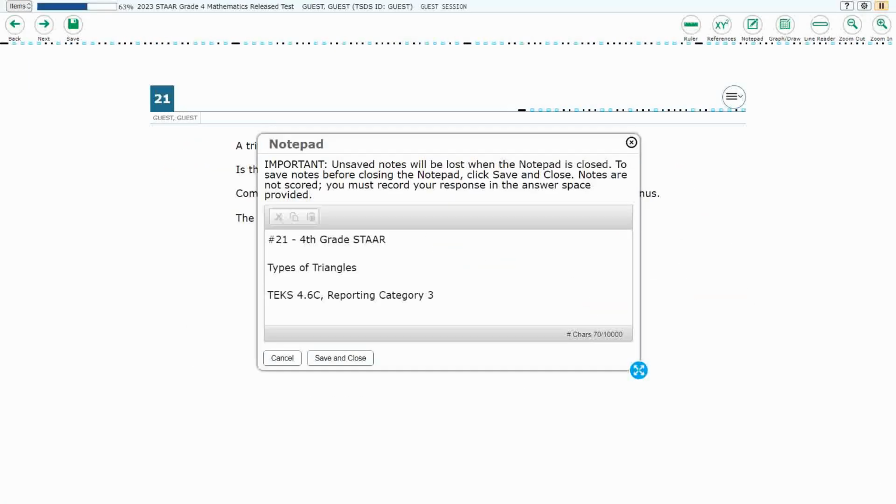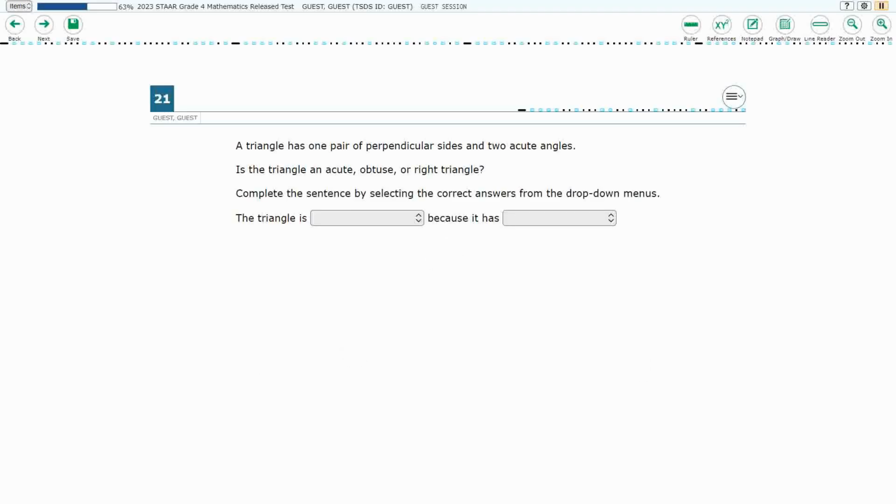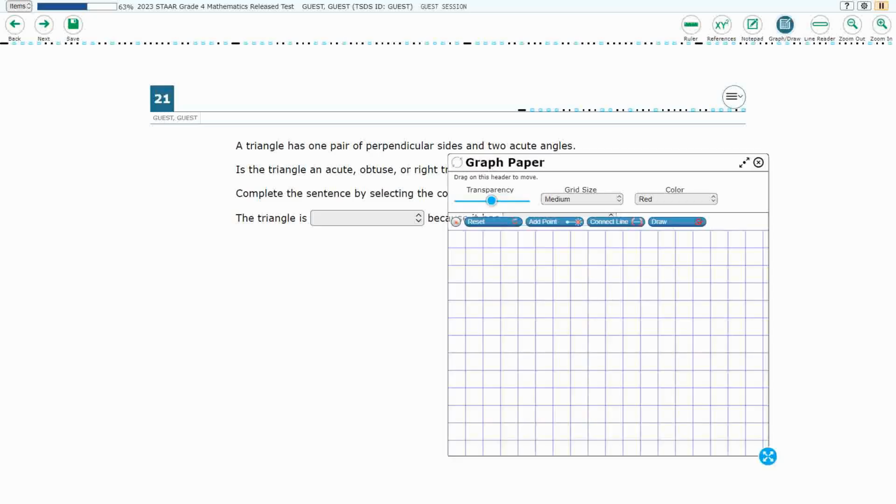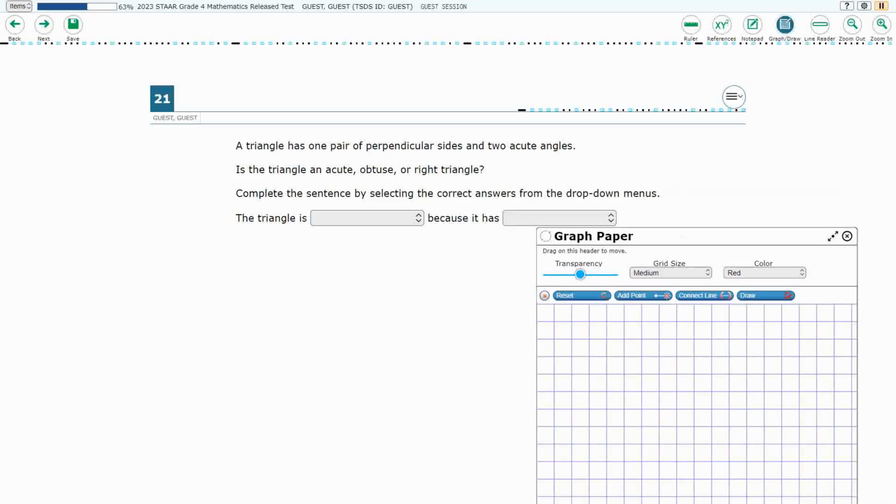For number 21, we are looking at types of triangles. This is TEKS 4.6c and reporting category 3. So we have these two inline choices here. We have clues about this triangle: one pair of perpendicular sides, and two acute angles. All right, so what do we know about triangles like that?